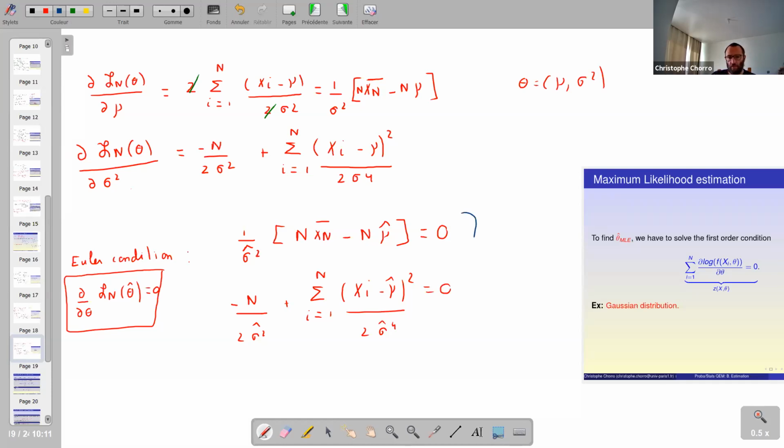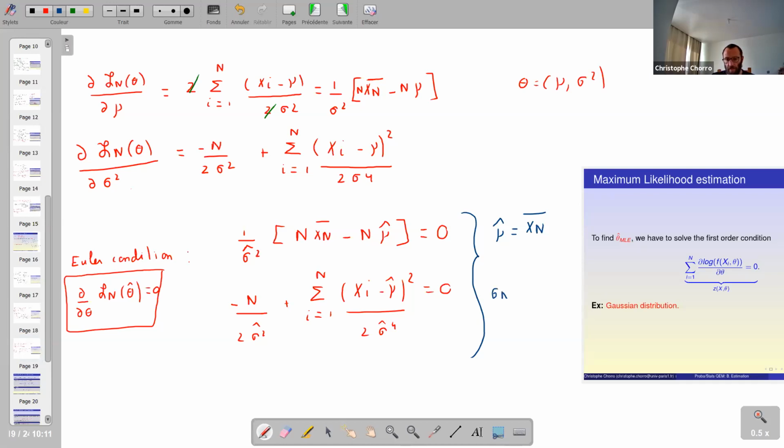And here it's not that complicated to solve. I have a system of two equations with two unknowns, the unknowns being mu hat and sigma hat square. So from this equation here, I simply find that mu hat is equal to x̄n. And if I plug inside mu hat, that I have obtained from the first equation, in this one here, I simply obtain, what?